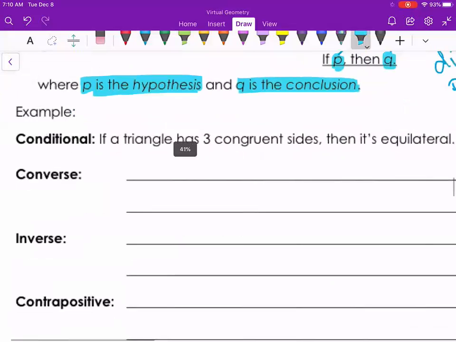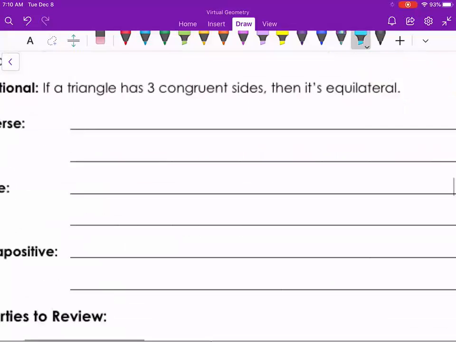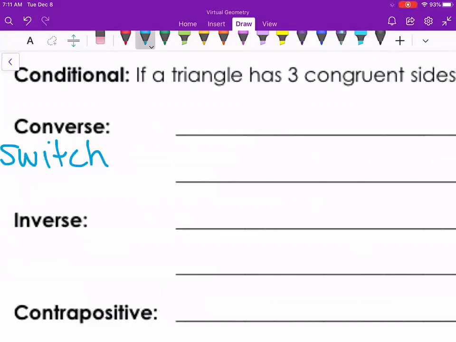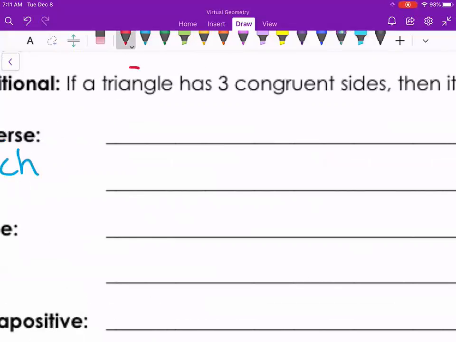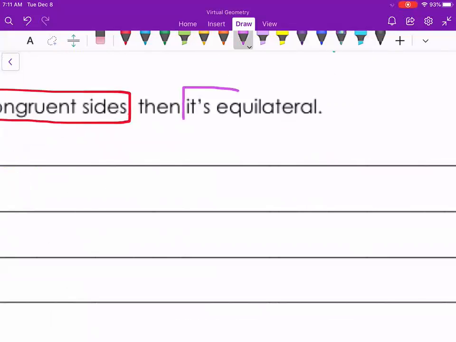But using that conditional statement, we came up with 3 other variations off of it. So for example, we have the conditional statement, if a triangle has 3 congruent sides, then it's equilateral. So the first version of this that we looked at was converse, which meant to switch the 2 phrases. So we're going to switch out the hypothesis. So there is the P statement. It is equilateral is my Q statement.